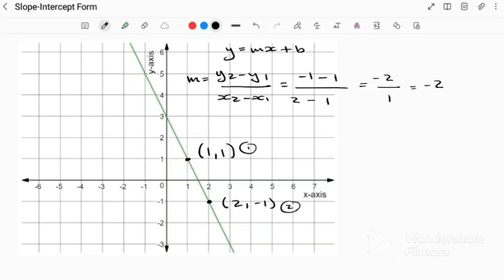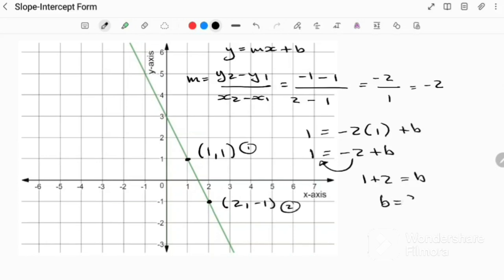We're going to go ahead and find b. Y is equal to mx plus b. We can use any point. We're going to use point 1, which is 1, 1. So our y is 1, and that is equal to our m, negative 2, times our x, 1, plus b. 1 is equal to negative 2 times 1, which is negative 2, plus b. We're going to move the negative 2 to the other side. A negative 2 when moved across will become positive. So we have 1 plus 2 is equal to b, and therefore b is equal to 3.